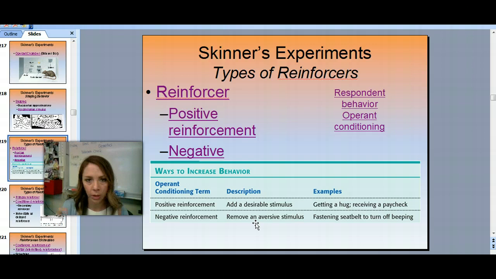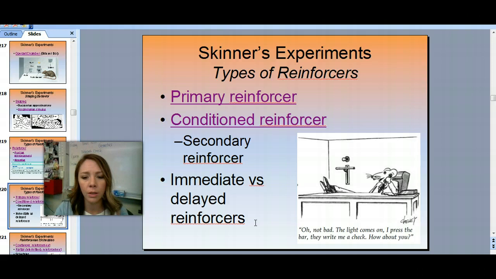So primary reinforcers, those are things that reinforce a biological need. So primary, food, water. Conditioned reinforcers and secondary reinforcers, these are things that we learn that have reinforcing value. Conditioned reinforcer means that, money, right? We talked about secondary reinforcers or generalized reinforcers. So money stands for something else, right? Immediate versus delayed reinforcers. If I get it immediately, it's stronger. If it's delayed, it might not be as strong, but they're still as effective.